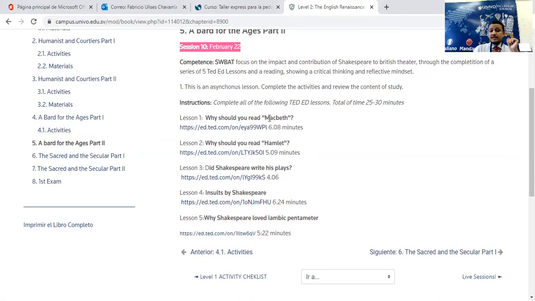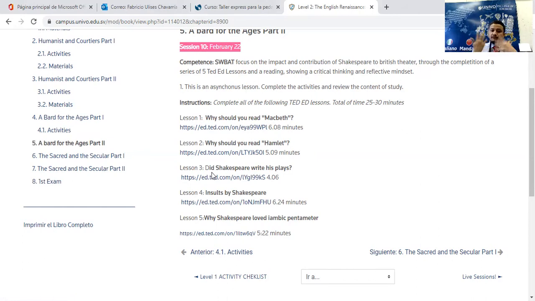The first one is a video, a TED lesson that says why you should read Macbeth. Number 2, why should you read Hamlet? Number 3 is, did Shakespeare write his plays? Number 4, insults by Shakespeare. And number 5, why Shakespeare loved iambic pentameter.